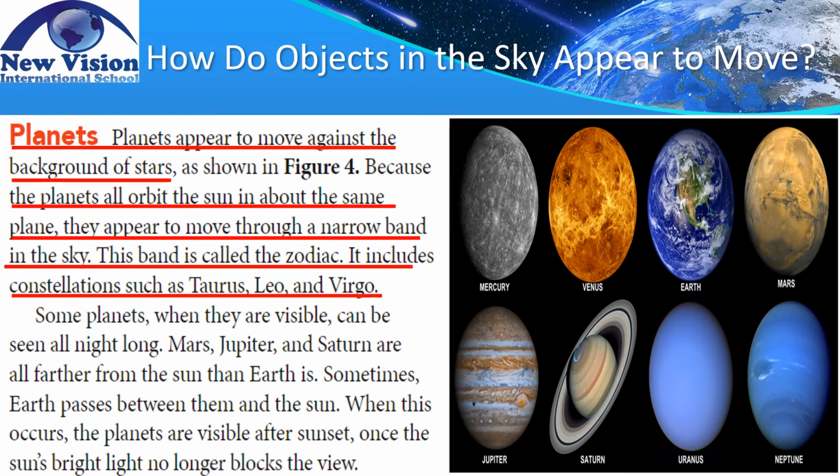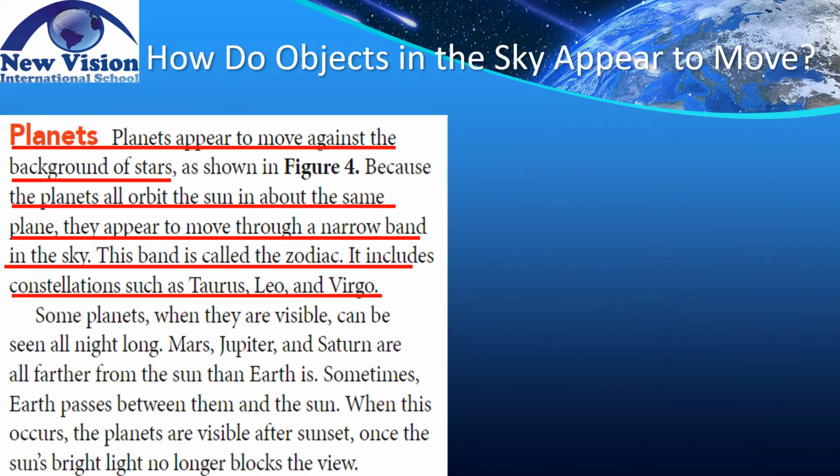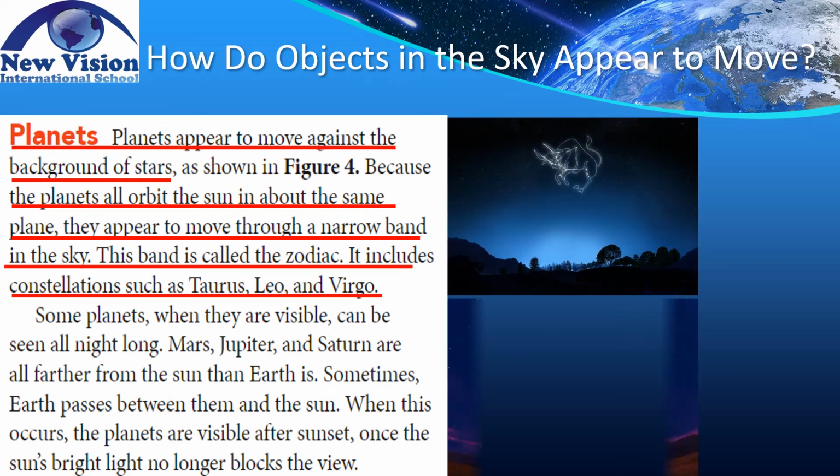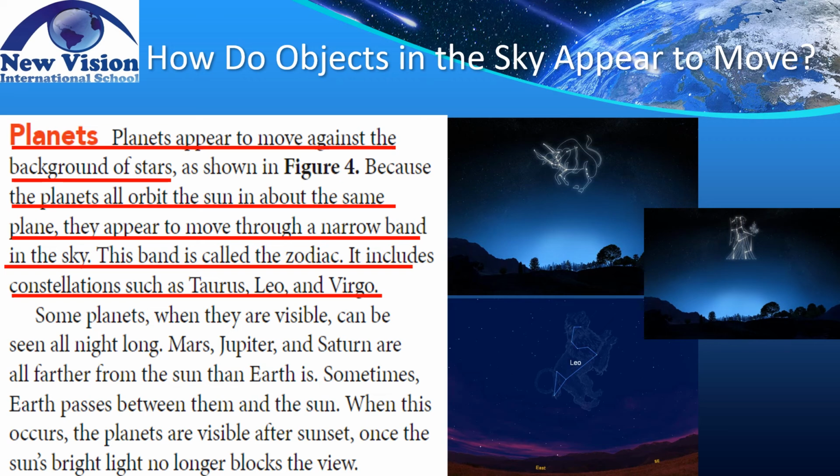Planets. Planets appear to move against the background of stars because the planets all orbit the Sun in about the same plane. They appear to move through a narrow band in the sky. This band is called the Zodiac. It includes constellations such as Taurus, Leo, and Virgo.